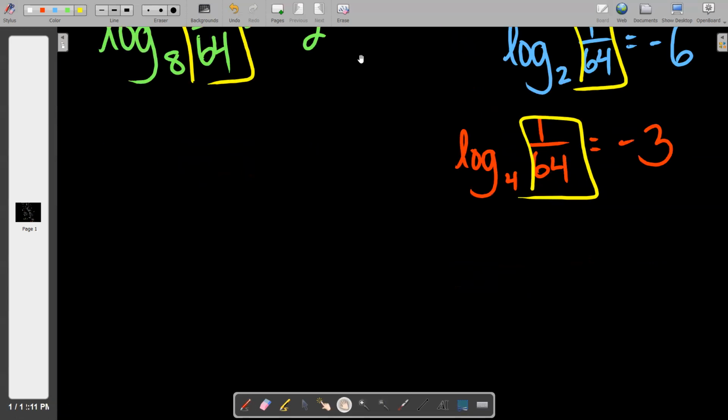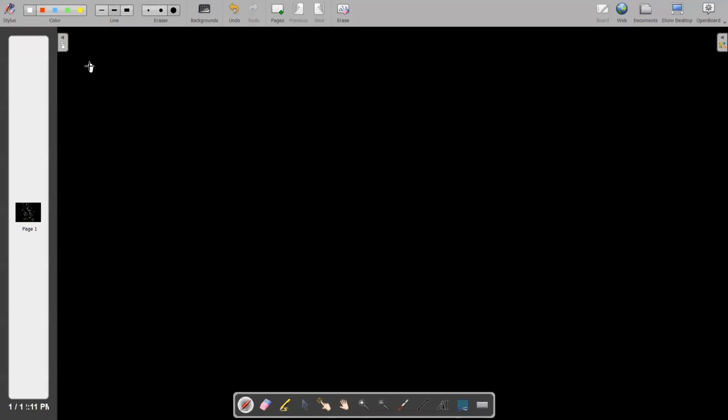In section 4, I don't think I've been labeling them, but this technically is the 4th section of my notes. We're going to start evaluating logs that have radicals in them. I had to force myself to write really easy ones for this section. So for our first example, I want us to do log base 8 of the 5th root of 8.